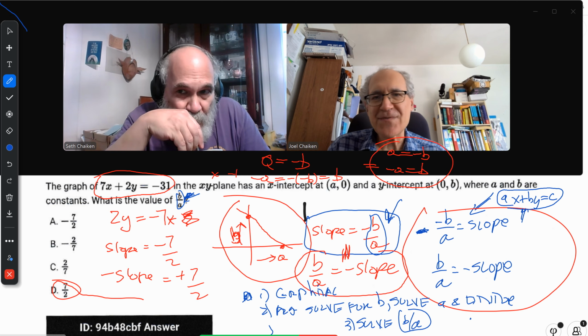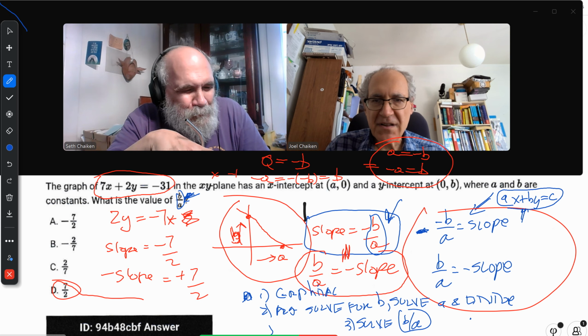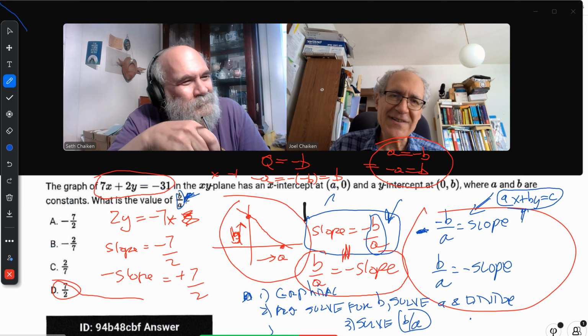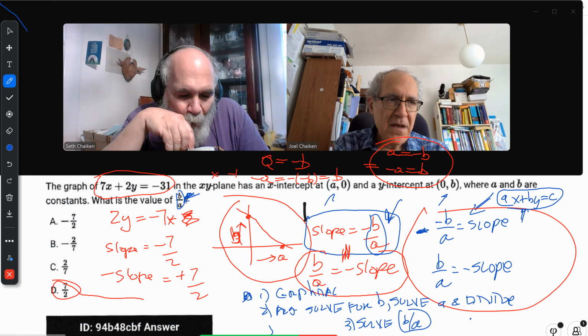How does this differ from a school test? Some teachers do ask for ratios. If you're in a higher level algebra class, you will see this question. If you're in a lower level algebra class, you will not. You will just see, well, what's the x-intercept, or what's the y-intercept, not the ratio of them.